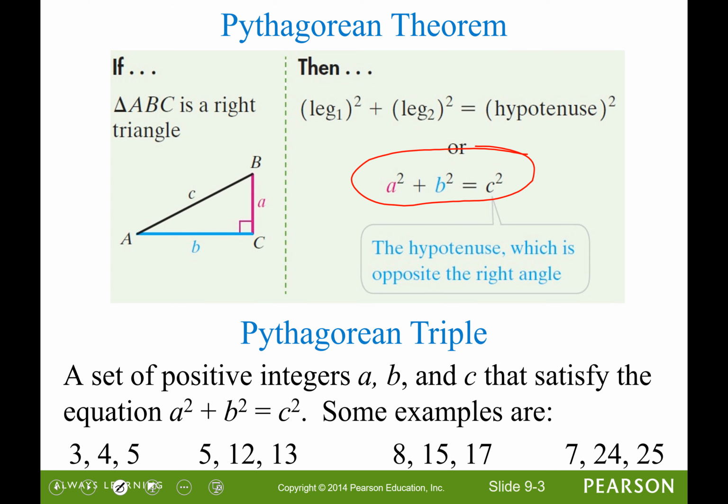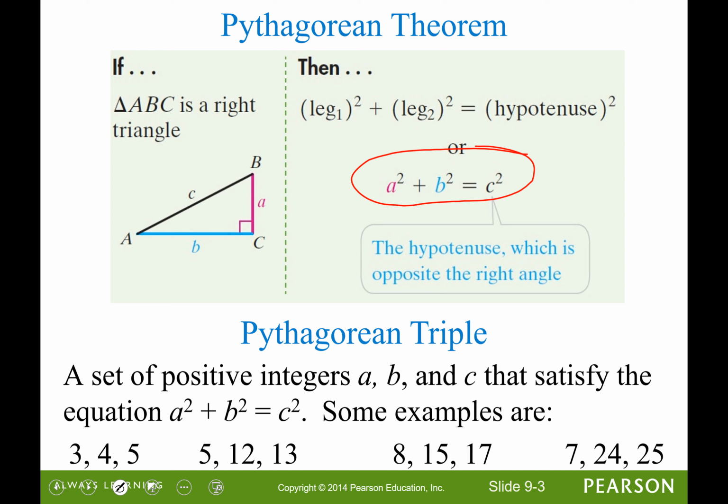We have what are called Pythagorean triples, and that is when we have a triangle that is a right triangle and all of its side lengths are positive integers, or whole numbers, if you want to think about it like that. So some examples of a Pythagorean triple would be the 3, 4, 5, the 5, 12, 13, the 8, 15, 17, the 7, 24, 25.